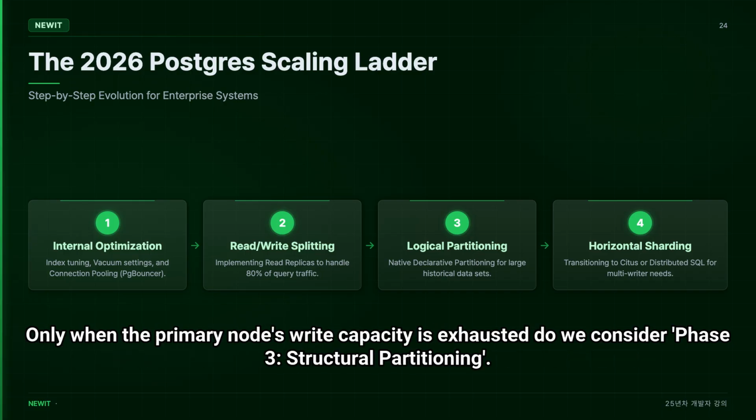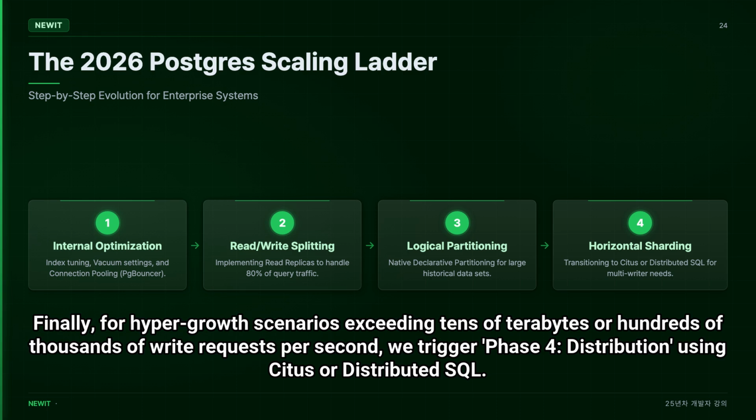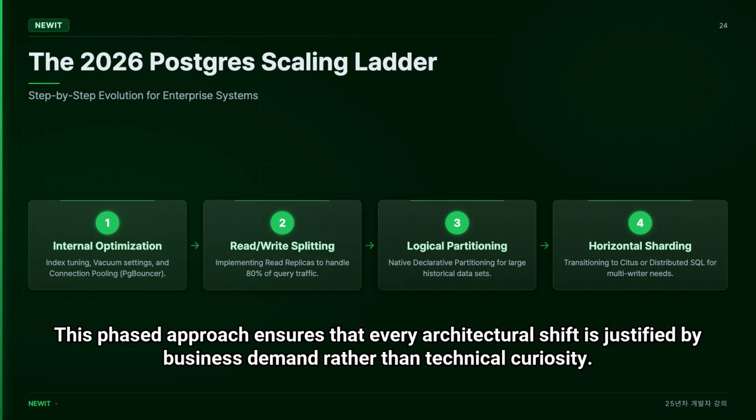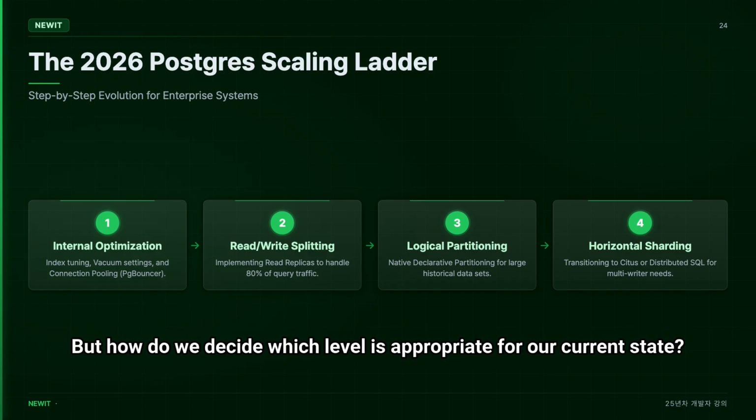separate traffic. Only when the primary node's write capacity is exhausted do we consider phase 3, structural partitioning. Finally, for hypergrowth scenarios exceeding tens of terabytes or hundreds of thousands of write requests per second, we trigger Phase 4, distribution using Citus or distributed SQL. This phased approach ensures that every architectural shift is justified by business demand rather than technical curiosity. But how do we decide which level is appropriate for our current state?